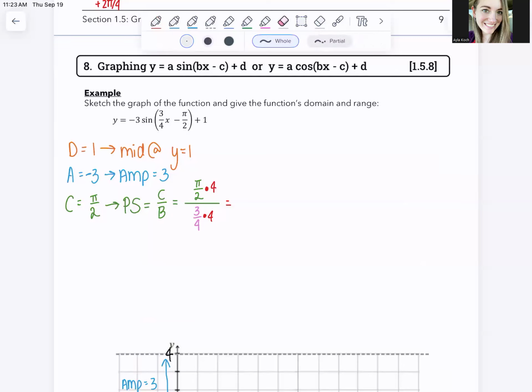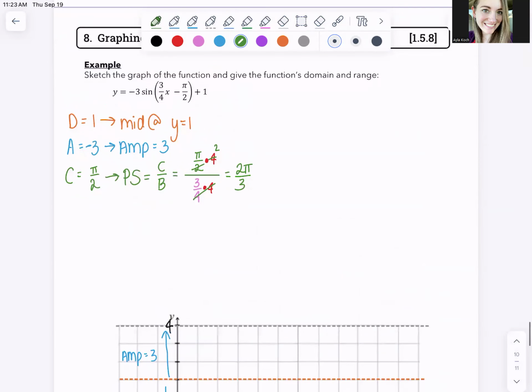So here, there will be a 2 left over with the pi. So this is 2 pi on top. On the bottom, these cancel out altogether. And so you have 2 pi over 3 as your phase shift. Phase shift is 2 pi over 3. So that's going to be to the right 2 pi over 3.